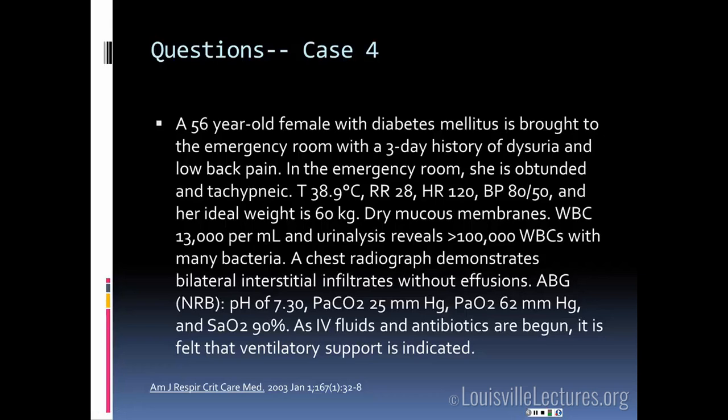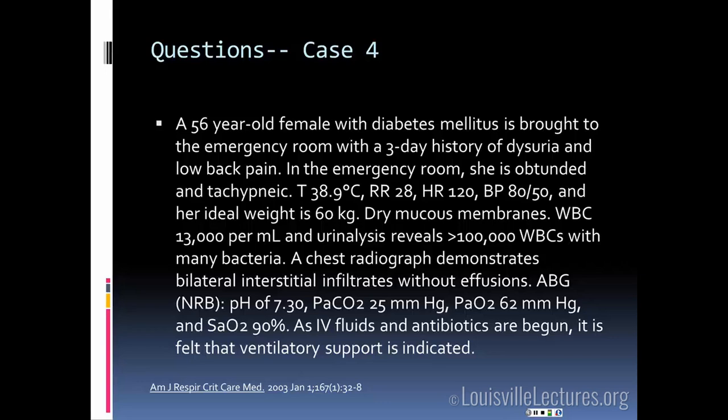She has dry mucous membranes. Her white cell count is elevated. Her urine shows lots of white cells with bacteria. So basically, she's got a UTI with sepsis. A chest radiograph shows bilateral interstitial infiltrates with pleural effusion. So probably ARDS. Her pH is 7.3, PCO2 25, PO2 62, and her oxygen saturation is 90.